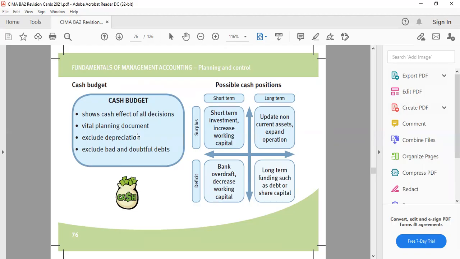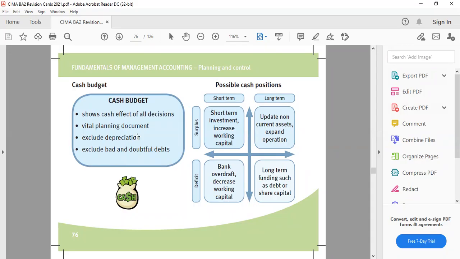Then it also excludes bad and doubtful debts. Any loss which is arising is also not resulting in a cash payment. Loss on sale of assets, bad and doubtful debts, the provisions created, they are not resulting in any cash flowing out of the business. So they are also not included. Then that is the cash budget.